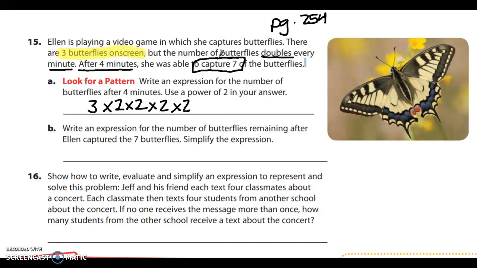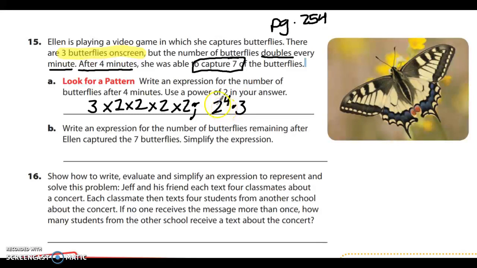So what's this problem here? It's 3 times 2, but 2 is to the power. It says use a power of 2 in your answer. Well, the power of 2, that doesn't mean the exponent has to be 2. 2 is going to be the base. So how do we write this? What we do is we want to put 2 first. It's going to be 2 to the 4th power times 3.